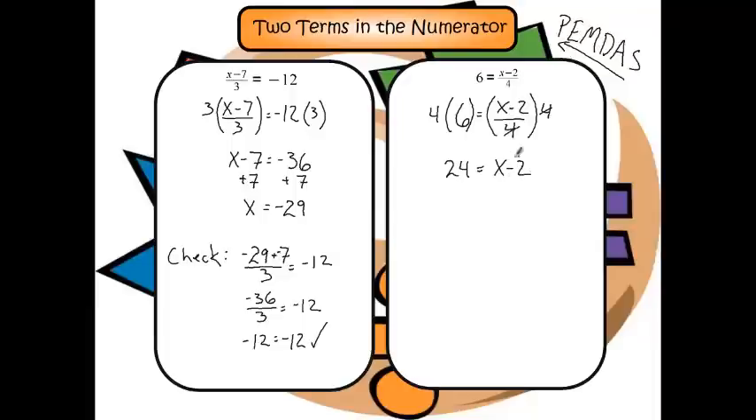To undo this subtraction here, I'm going to need to add. So I'm going to add 2 to both sides. And again, if you remember, I just get 26 equals x.